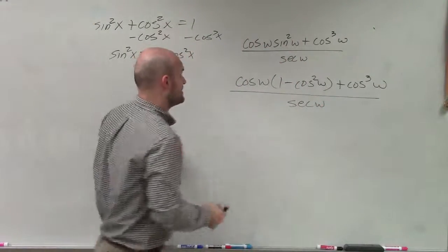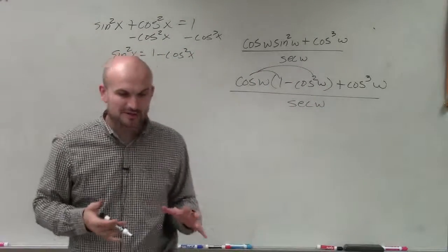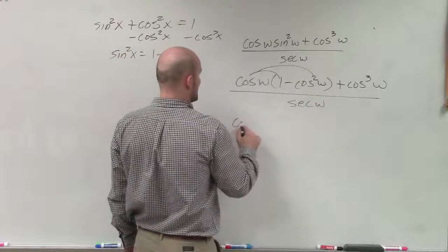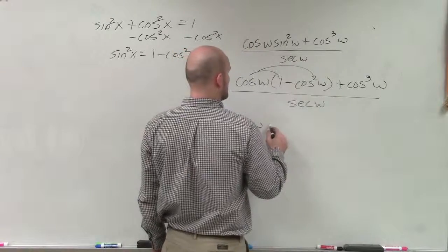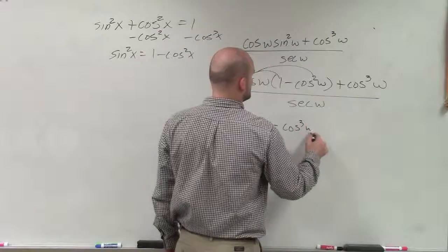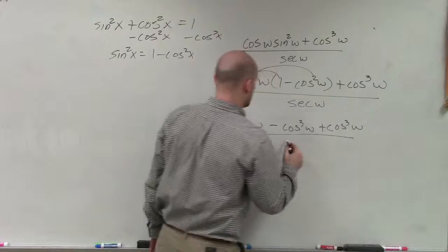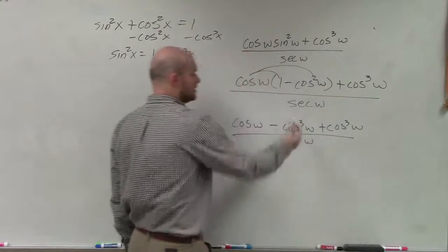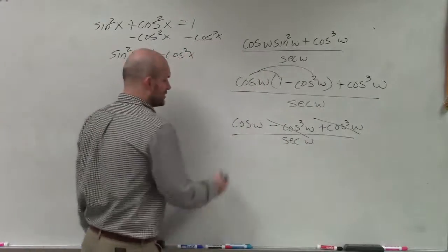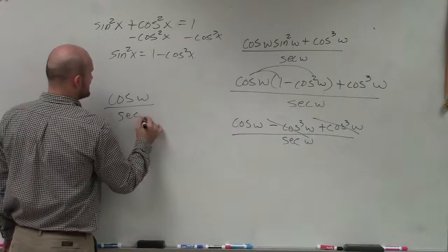Well, what's nice about here is now I can apply my distributive property. So now I have a numerator that's all in terms of cosine. So when I multiply that through, I have cosine of w minus cosine cubed of w plus cosine cubed of w all over the secant of w. Well, positive cosine cubed of w minus cosine cubed of w, those are just going to add to 0. So I'm left with cosine of w divided by secant of w.